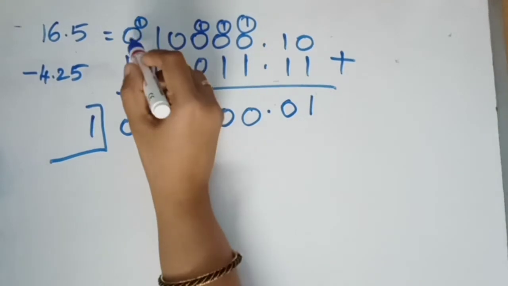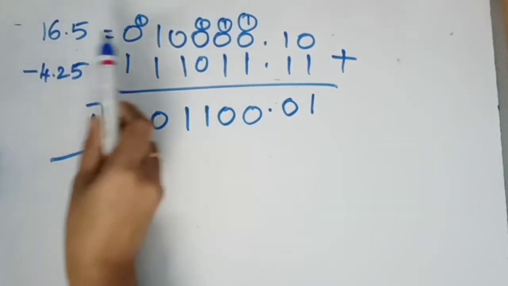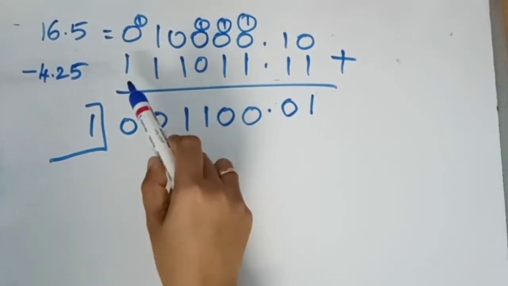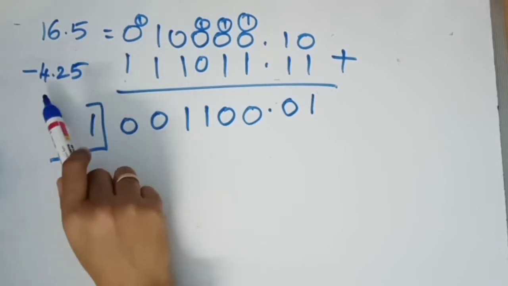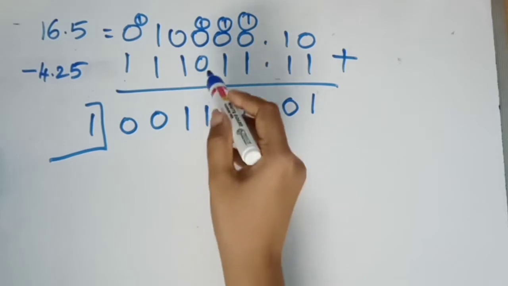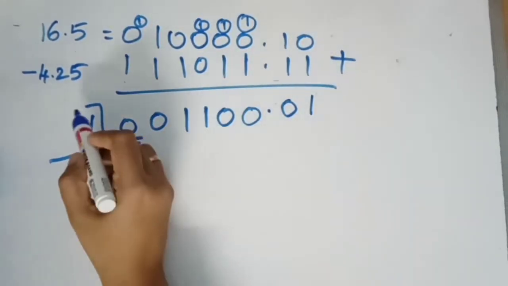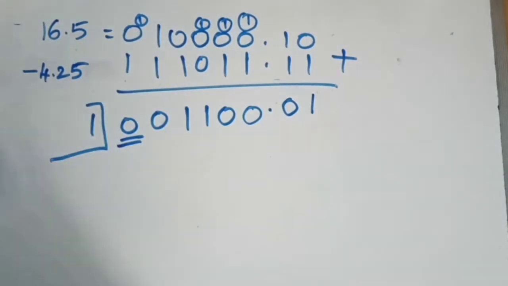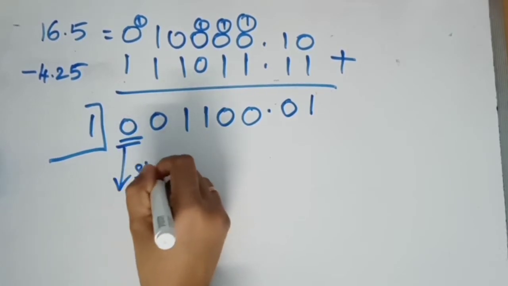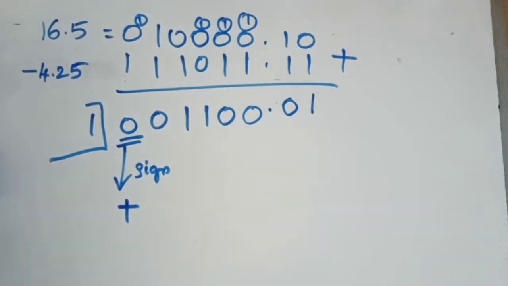Okay, these are your sign bits. 0 is the sign bit of 16.5 because that is a positive number, and 1 is the sign bit of minus 4.25 because that is a negative number. So the answer's sign bit is this one. This is the carry, an extra bit, so you'll discard that. So this is your sign bit, and since the sign bit is 0, it is a positive number.